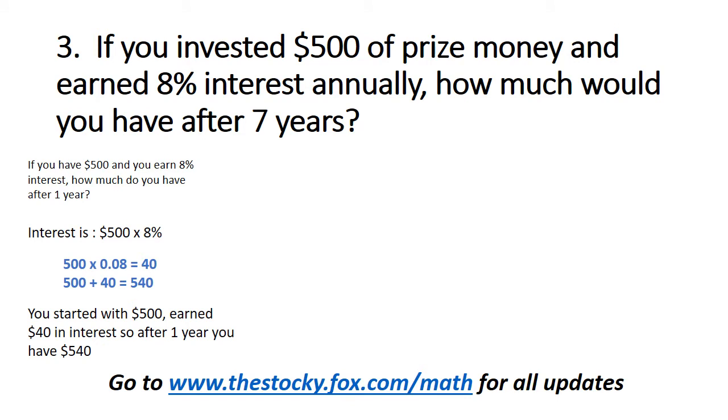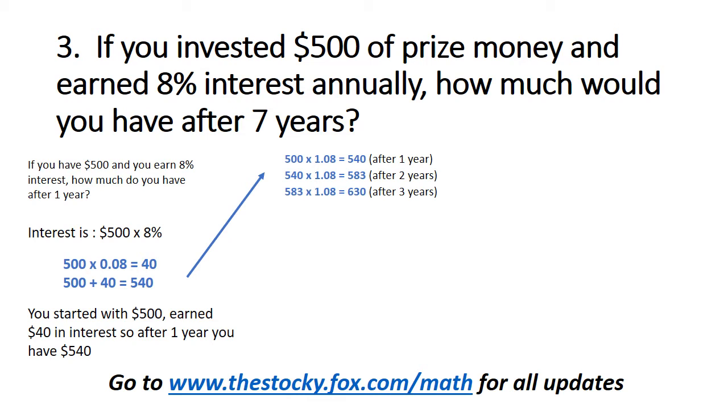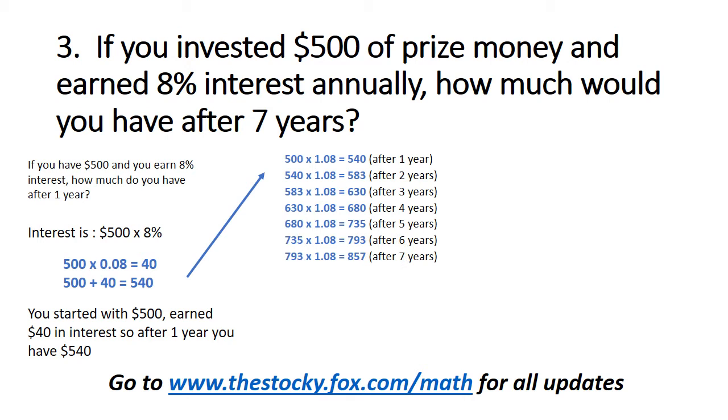You can take those 2 steps and simplify it to 1 step by multiplying 500 times 1.08, and that gives you that $540. You just did it in 1 step. But then you could do that again. After 1 year, you would invest it again at 8%. So you could take that 540 times 1.08, and you'd have 583 after 2 years. You could do that again, and you'd have 630 after 3 years. And you could keep doing that after 4 years, 5, 6, and after 7 years, you'd have $857.